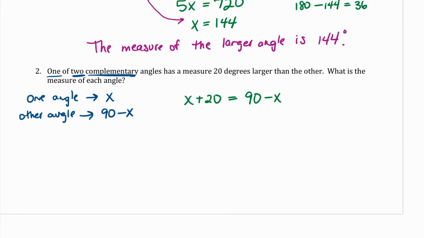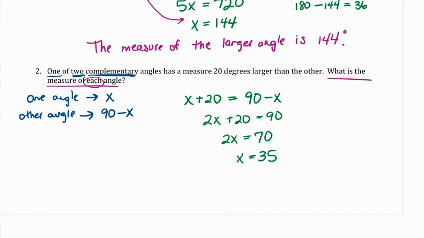And then if I go to solve for that, my X is on the left, so I'll get 2X plus 20 equals 90. So then 2X equals 70, which means my X is 35. Okay, and then this one asked me for the measure of each angle, so this time I've got to give both measurements. So if one of them is 35, then my other angle is 90 minus 35, which is 55 degrees.